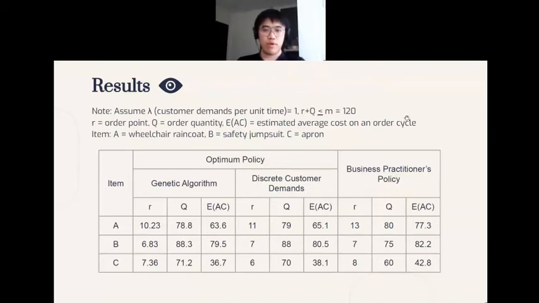We will mainly compare the generated algorithm, which is the QR policy based on the continuous customer demand, and the business practitioner policy, which is the original policy that the business owner uses without the QR policy. And within these two policies, we will focus on the expected average cost for each item.